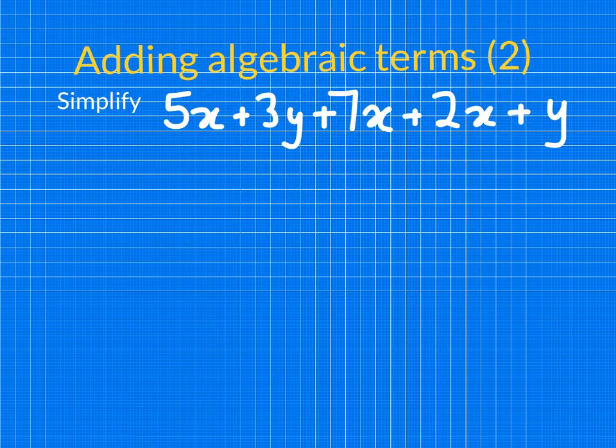Adding algebraic terms. Simplify 5x plus 3y plus 7x plus 2x plus y.